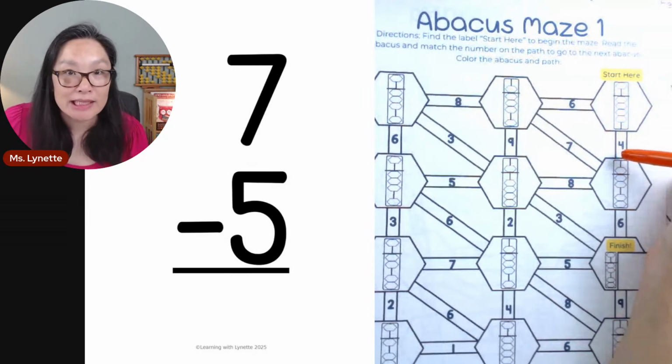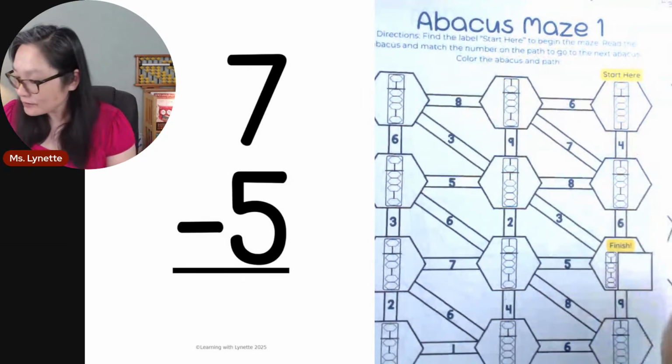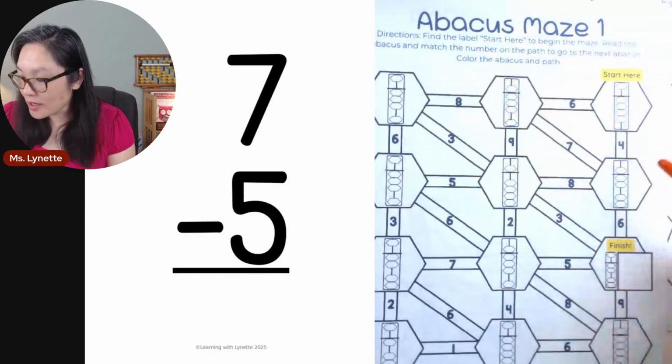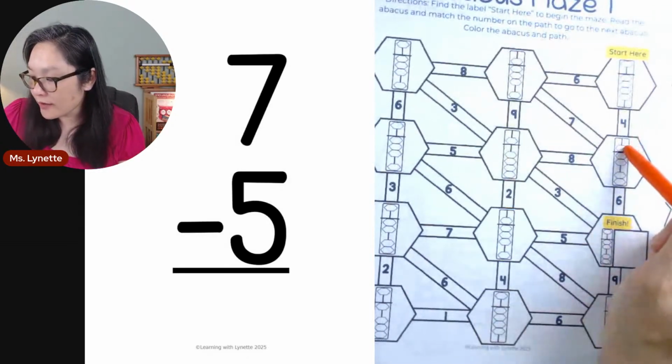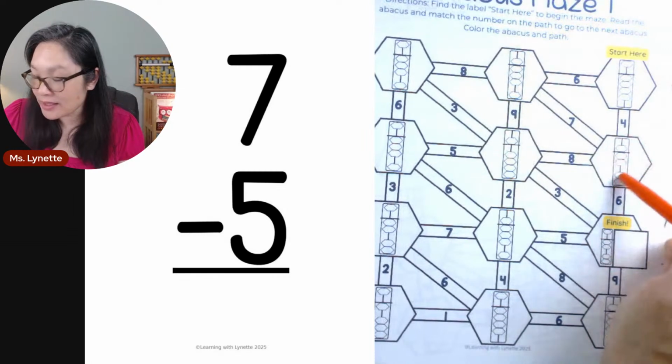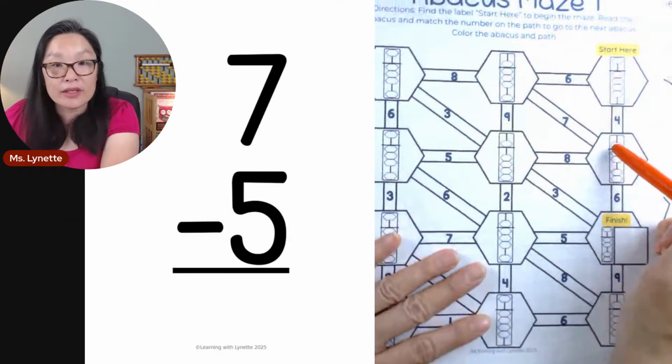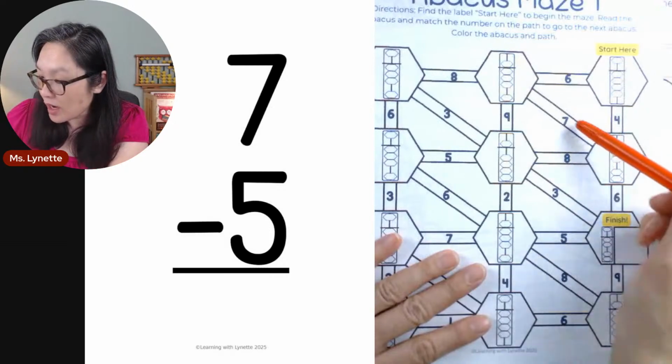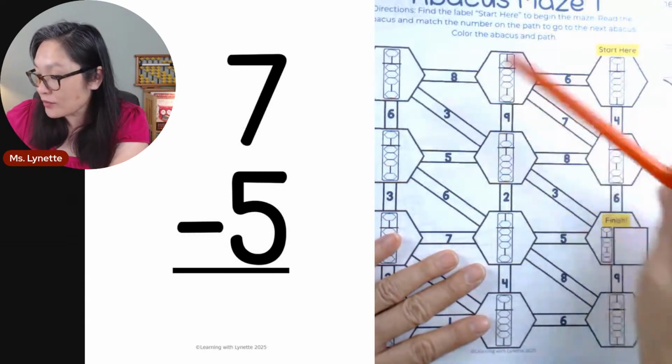I don't want to color it in just yet because I'm going to go through the class like this. So here I'm at this number. Then they're going to count: if this is 5, this is 6, this is 7. So then this abacus is 7. Where is my 7 on my maze? And they just go up to follow the maze. And so that was one of the things.